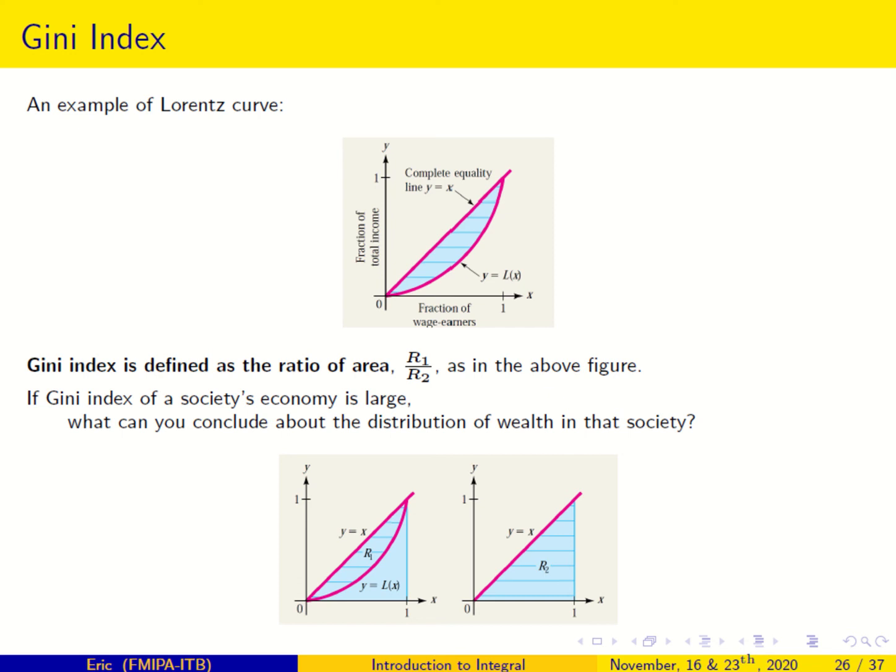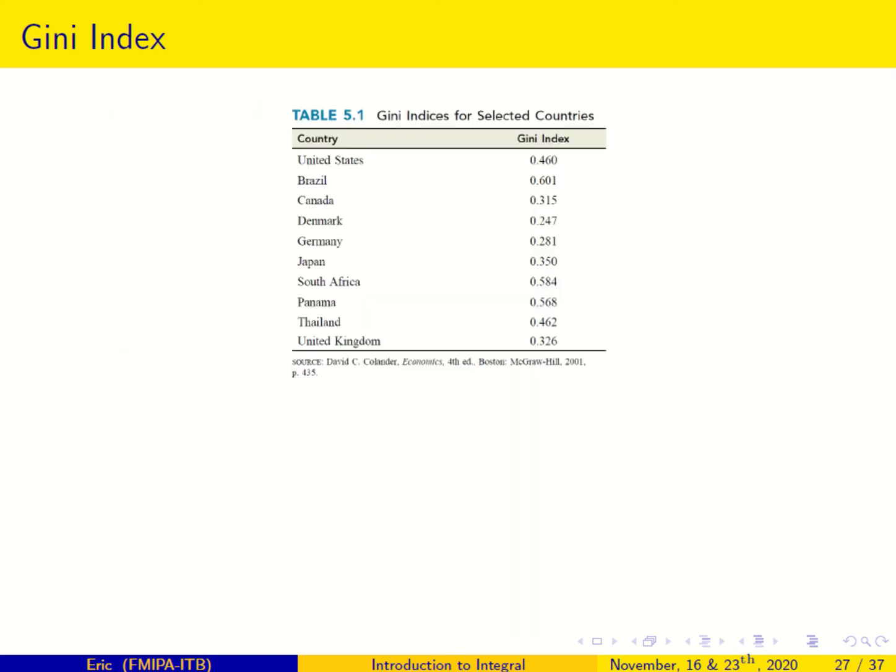But if the Gini index gets closer and closer to 0, R1 is closer to equality, so it will give you 0. So when the Gini index is getting closer to 0, it means you have equality. So the distribution of wealth in that society is okay, it is equally distributed. If the Gini index is higher, it is not so good.